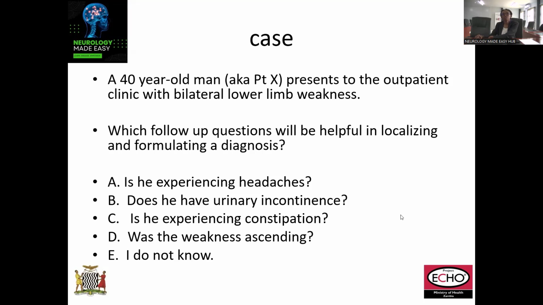I'm just gonna share the results. So we have D, ascending weakness, 73%. And we also have B at 23% and E, nobody knows. Okay, thank you. Just keep this case in mind. And we're gonna use this case to just illustrate what we're talking about today.